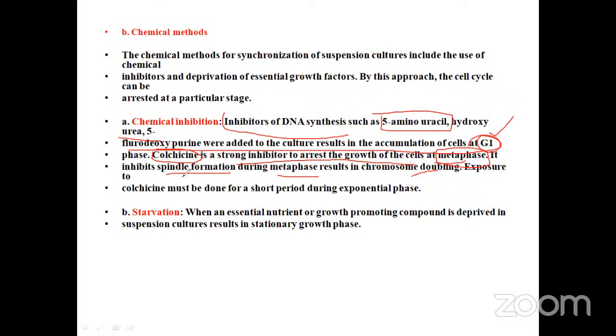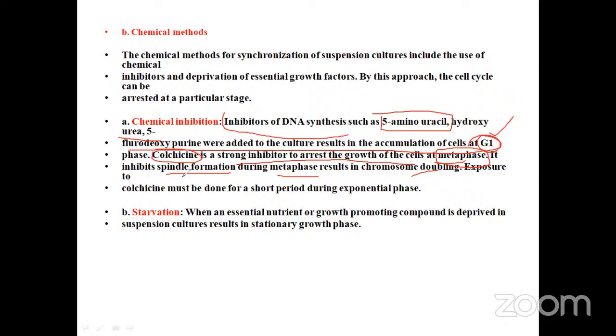What if the spindle fiber is absent? These further stages are all retarded, the further stages are all absent. So the prevention of spindle fiber formation is done by colchicine. The colchicine treatment must be done for a short period during the expansion phase.